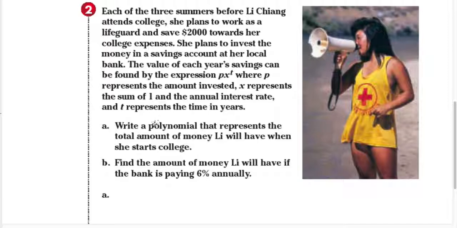Okay, so we want to write a polynomial that represents the total amount of money Lee will have when she starts college, letter A. And letter B, we want to find the amount of money Lee will have earned if the bank is paying 6% annually. And that is actually a huge interest rate, given the interest rate that we have today. Okay, so let's write a polynomial first.